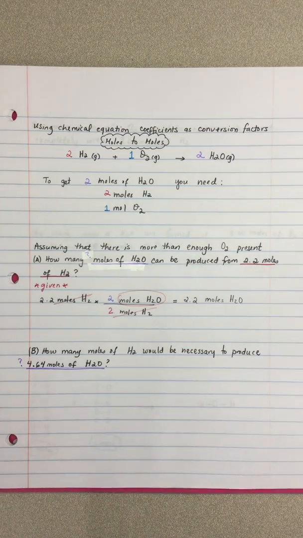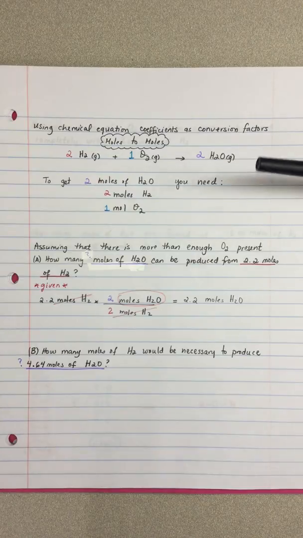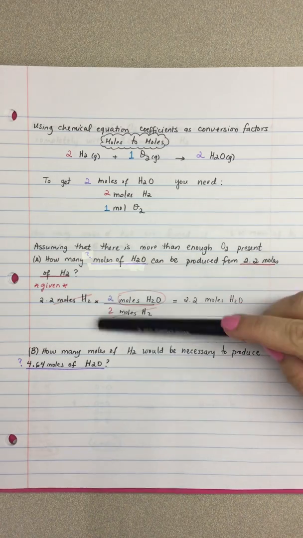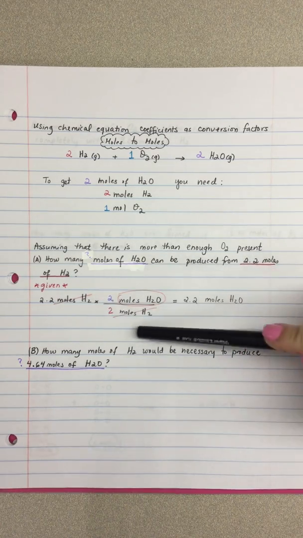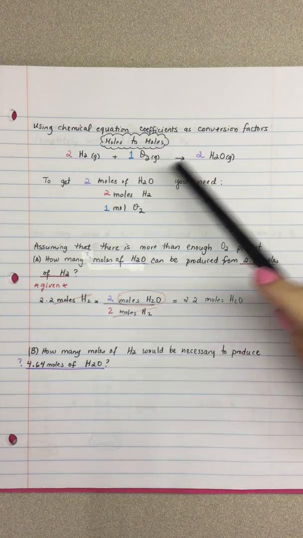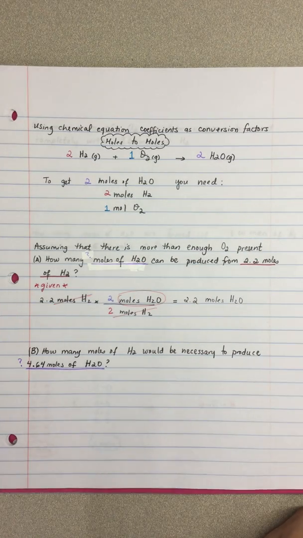If you have 100 moles of H2 and you want to know how many moles of water you can get with that amount of moles of H2, if you have an excess of oxygen, which is your other reactant, from 100 moles of H2, you will get 100 moles of water, because your coefficients or your conversion factor here is 2/2 from your reaction.